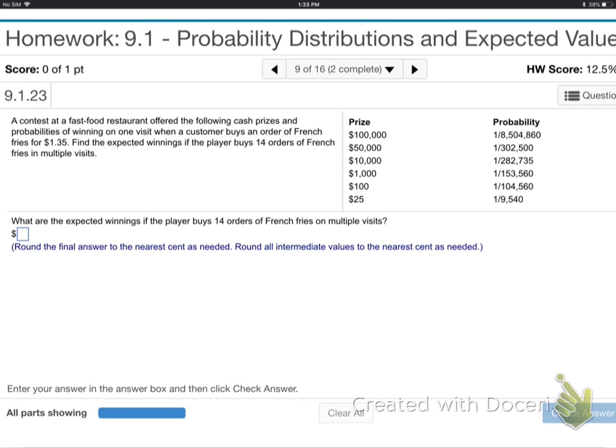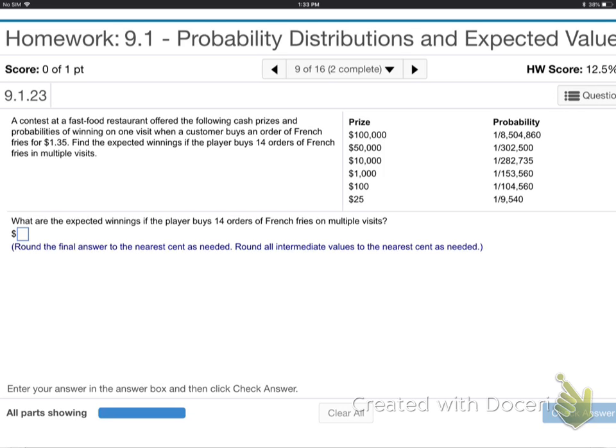Okay. So how do we do these kinds of things? We've got a contest. A fast food restaurant offered the following cash prizes and probabilities of winning when a customer buys an order of French fries, $1.35. Find the expected winnings if the player buys 14 orders of French fries in multiple visits.